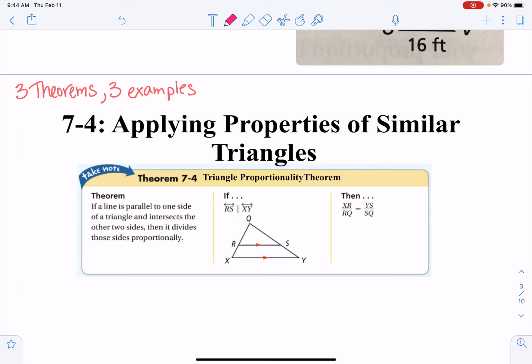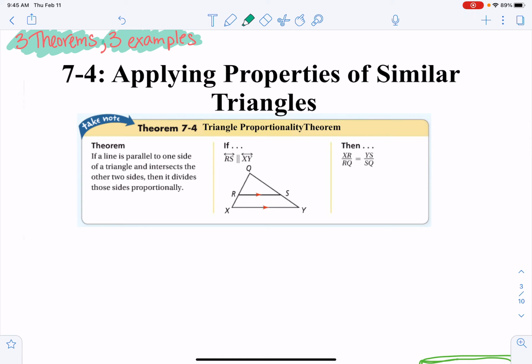I just wanted to go through 7.4 with you. This is applying properties of similar triangles. So in 7.3 we talked about triangles that were the same shape, just bigger or smaller, and we could use side angle side similarity or side side side similarity or angle angle similarity. So these are saying when you have similar triangles, just some other ratios that we know to be true. So we're going to do 3 different theorems today and 3 different examples. So 1 example per theorem.